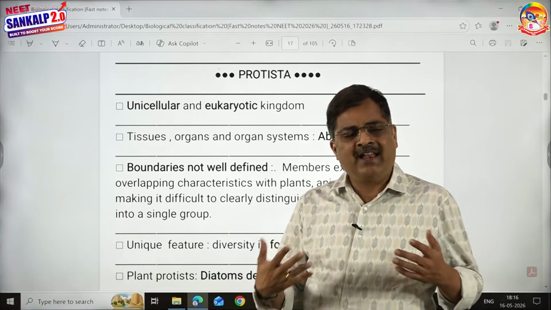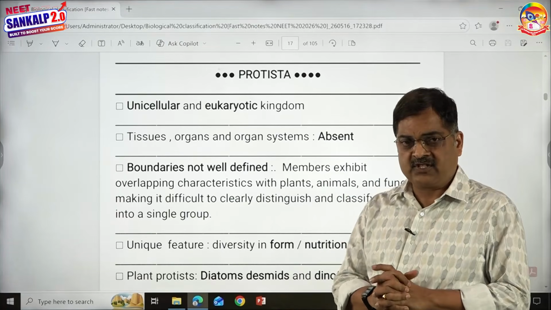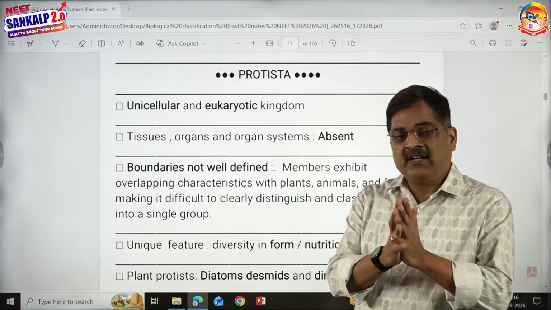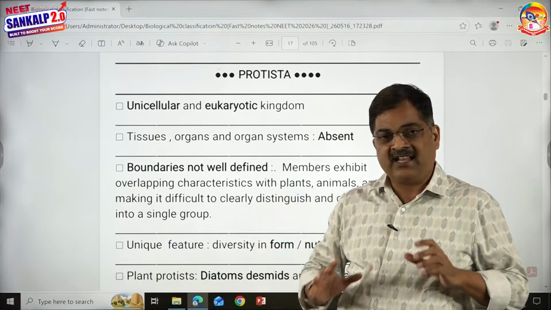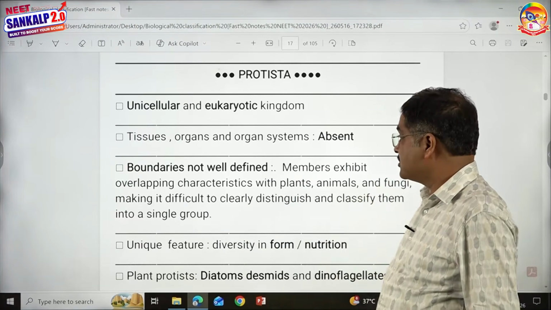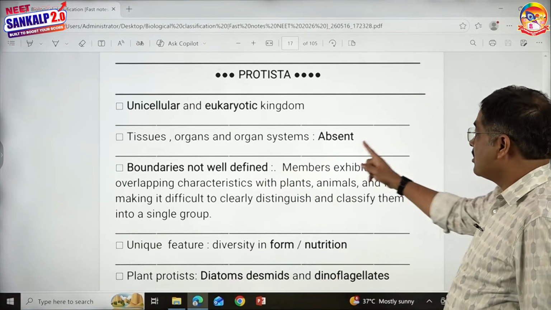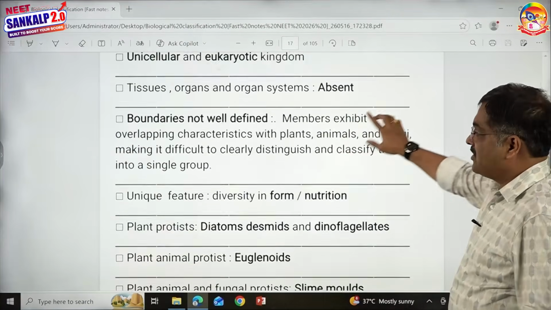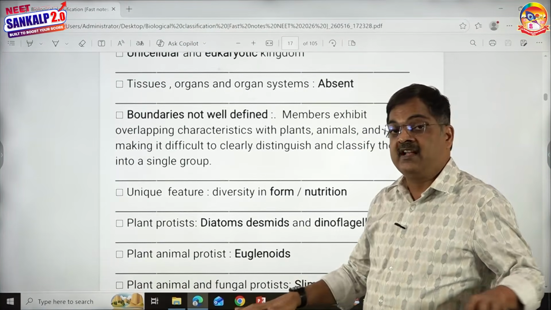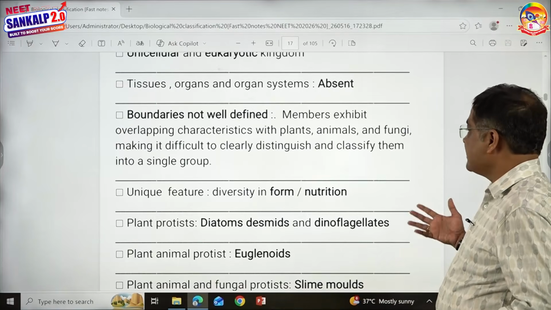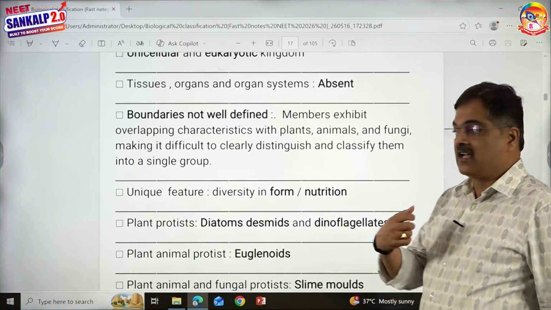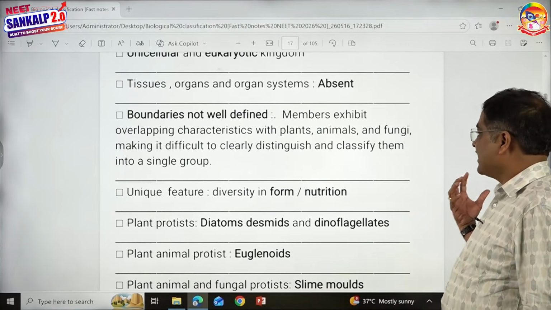It's a unicellular eukaryotic kingdom. It goes without saying. All right, so we take 10 minutes here to get rid of this very important kingdom called Protista. Diversified organisms, here you're going to see. Tissues, organs, and organ systems are absent. This point is very important. Boundaries are not well defined. Members exhibit overlapping characters with plants, animals, and fungi, making it difficult to clearly distinguish and classify them into a single group.